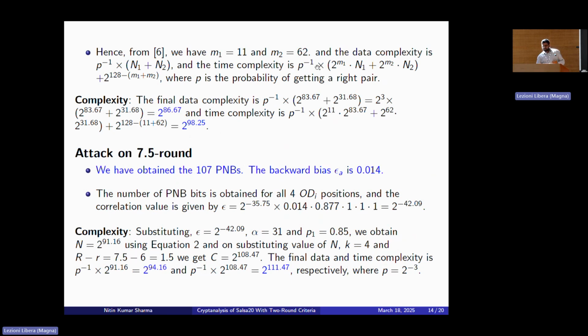If you use 2 such pairs, you have to use the time complexity formula as this, and the data complexity formula as given by this. So you have to separately find the value of N1 and N2, and then you can easily find the complexity. It's a simple calculation. And similarly, we have done it for 7.5 round, but the criteria is single IDOD pair technique, and we managed to get a good attack on 7.5 round. So the time complexity is 2 power 111.47 after multiplication by p equal to 2 power minus 3.